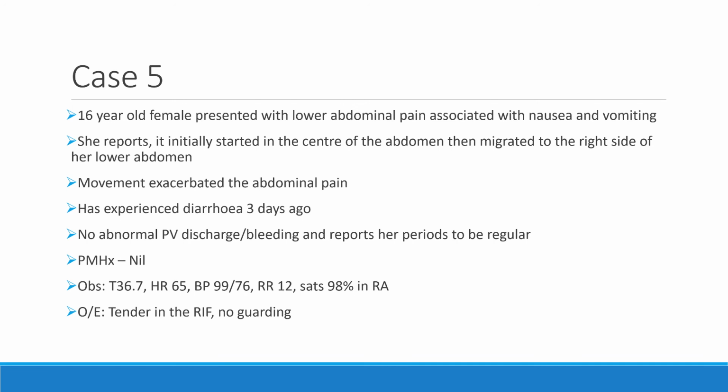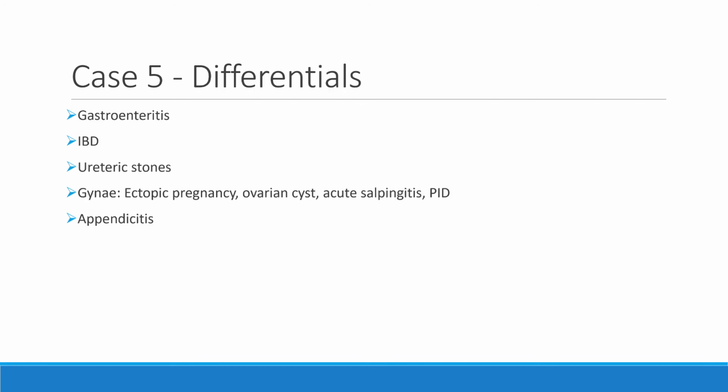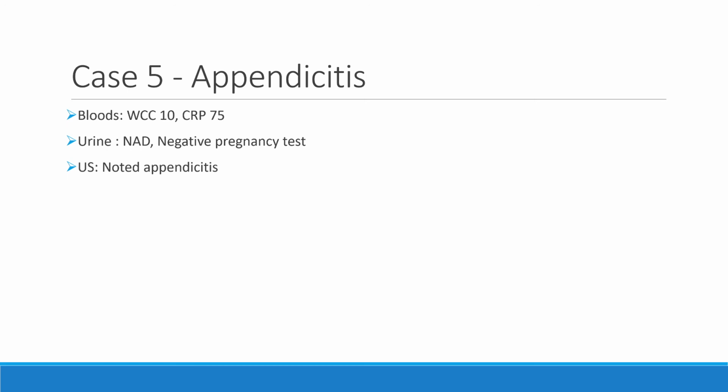On examination, she's tender in the right iliac fossa with no guarding. The differentials you can think of, because she's had diarrhea previously, could be gastroenteritis, could be IBD, could also be ureteric stones. Also, don't forget to exclude some gynecological conditions like ectopic pregnancy, ovarian cysts, acute salpingitis, PID. So make sure you do a pregnancy test and also do a urine dip. And also another differential could be appendicitis. Mesenteric adenitis is another differential, but usually in younger children.